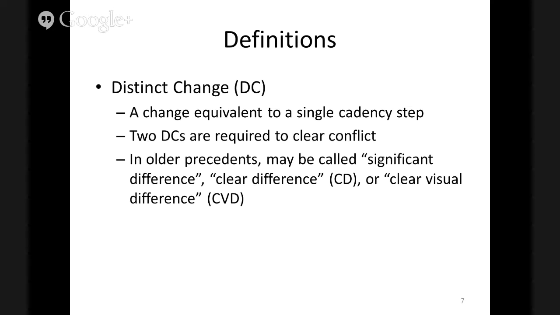If you look at older precedents, things from before these current rules, you may see things called significant difference, clear difference, CD, or clear visual difference, CVD. These are all equivalent to the DC under the current rules. Don't get this confused with substantial difference, that's next. But clear difference and significant difference are both equivalent to a DC.